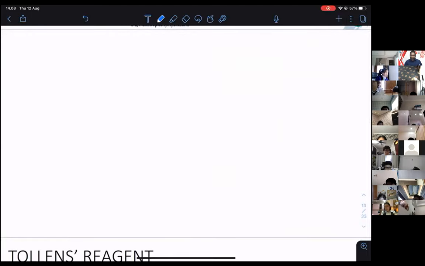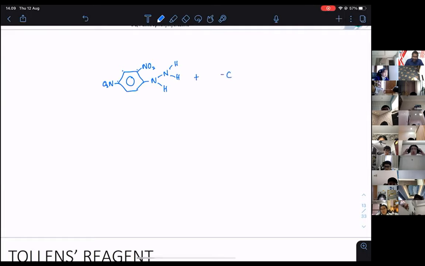So I'll just show you again. You can start, maybe you draw this. DNPH, so 2,4. Assume I'm going to take this as 2,4. NO2. This is 2,3,4. So NO2 here. And then N, one of it is H, another one you put N, H, and H. This is 2,4-dinitrophenylhydrazine. And let's say I want to react with any of my carbonyl compound. Let's say I'm going to react with something like this.